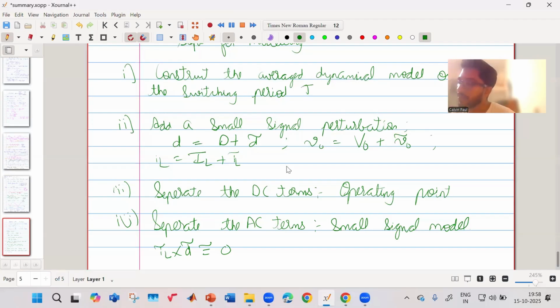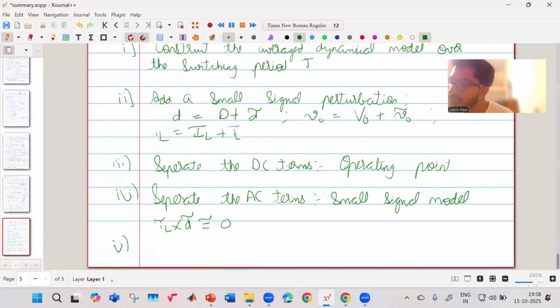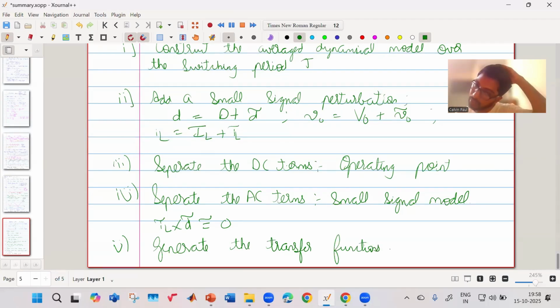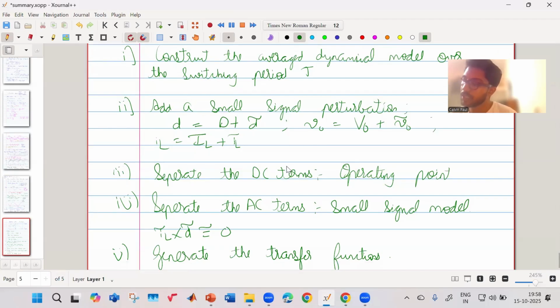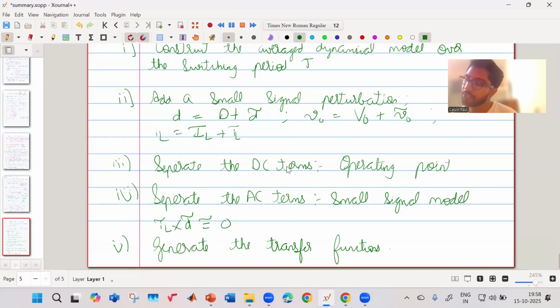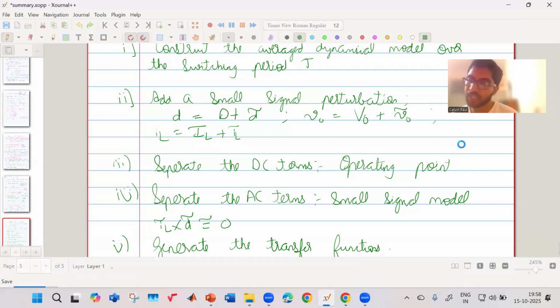Right? And based on that, you generate the transfer functions. So this is the modeling approach which is done, and then you get your transfer functions. Any questions in this part?